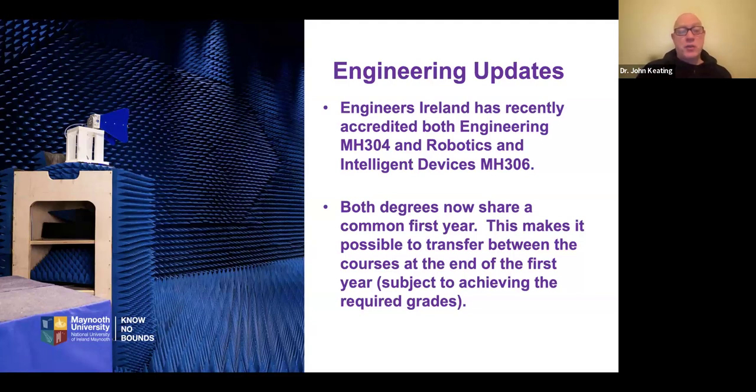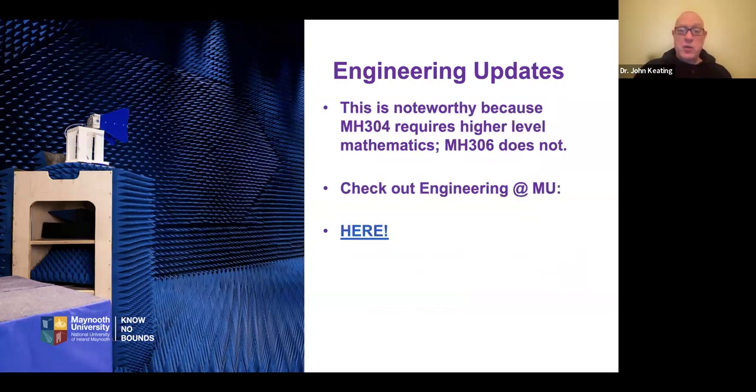So it's possible also to transfer between the two of those at the end of first year, assuming you have the correct grades. So, you start off in core, and you can switch between them. It's really, really great to have those options. And it's really noteworthy because MH304 requires higher level maths and MH306 does not.